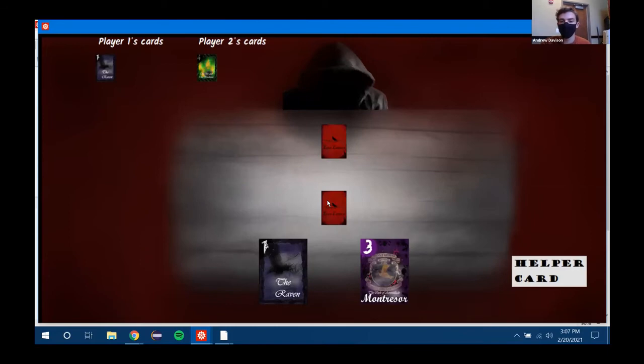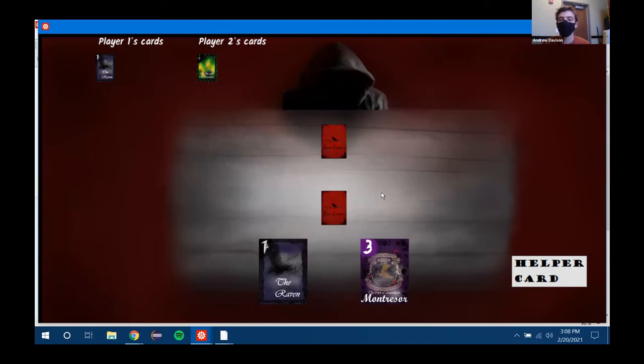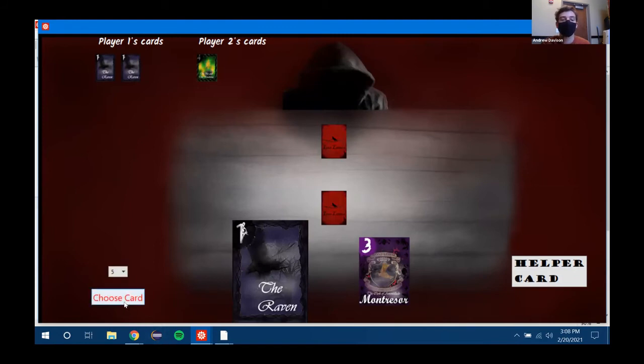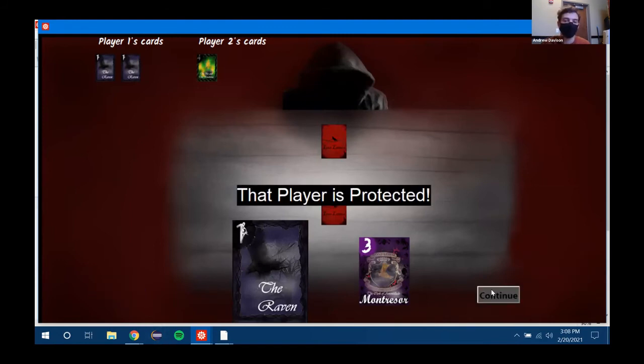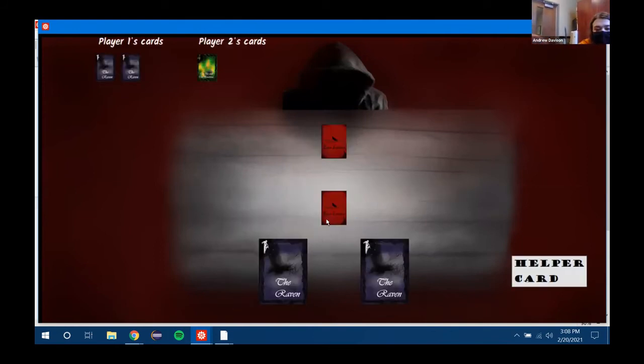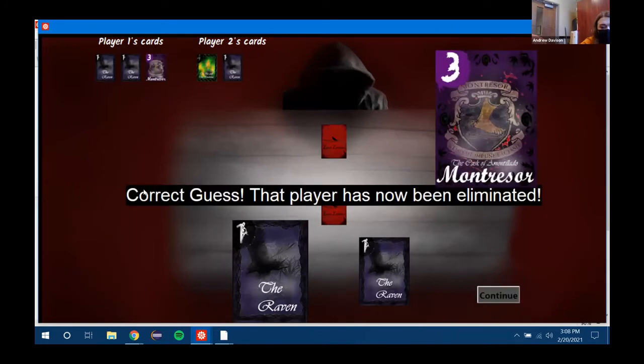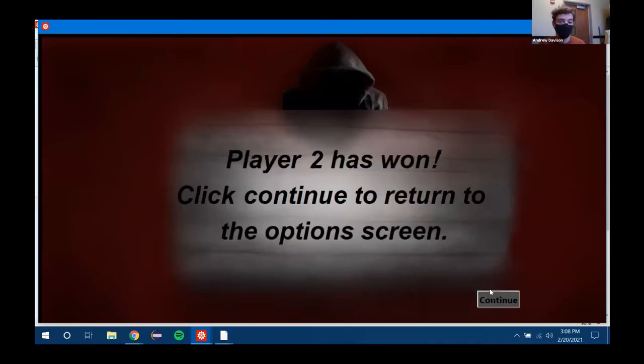It goes back to me. If you recall the Montresor, I can also look at the helper card. The Montresor will knock the player with the lower card out of the round. I have the lower card, so I obviously don't want to do that. I'm just going to play a 1. She is protected, so I can guess, but I won't do anything. And I'll keep the 3 for the next round. Okay. Doesn't look like I have much of a choice, but I'll guess the 3. Yes. Okay, since she guessed correctly, I get knocked out of the round. That means Morgan's the only one left and she wins.